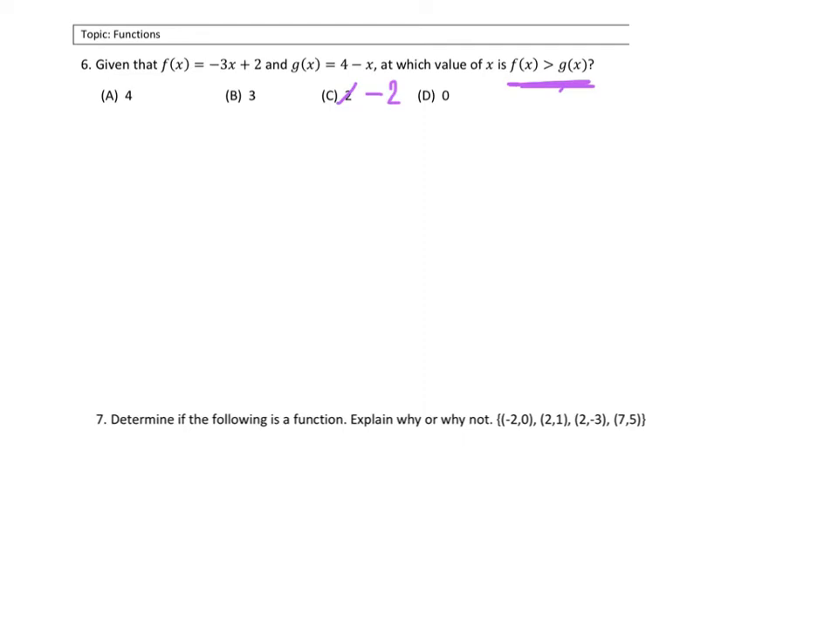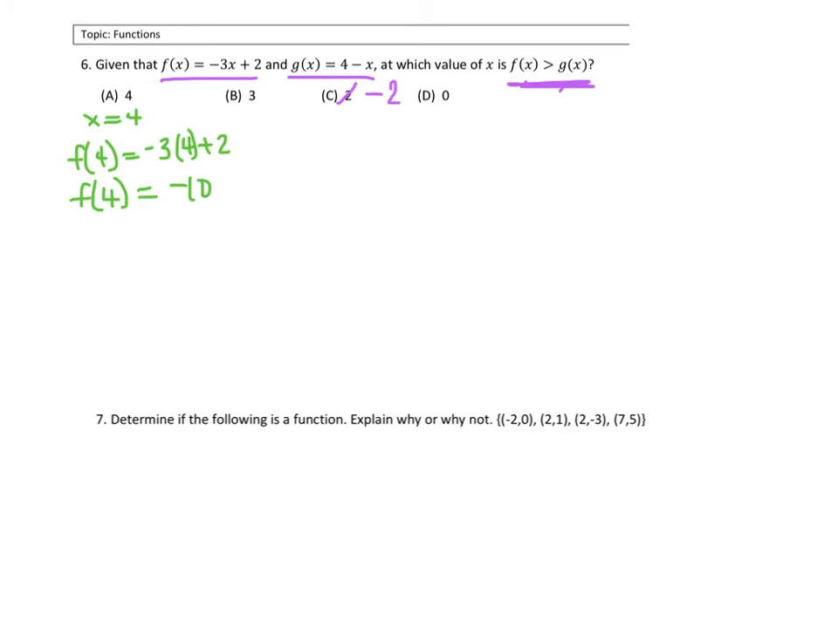We are going to plug them into our two different functions, f of x and g of x, and see which one gives us back outputs where f of x is bigger than g of x, where the f output is bigger than the g output. So we're going to start with choice A, and we have to test it in. Remember, they are giving you different x values. So I'm going to test what is f of 4. Well, that means I'm taking this function and putting in 4 for x. So negative 3 times 4 plus 2, f of 4 would equal negative 10.